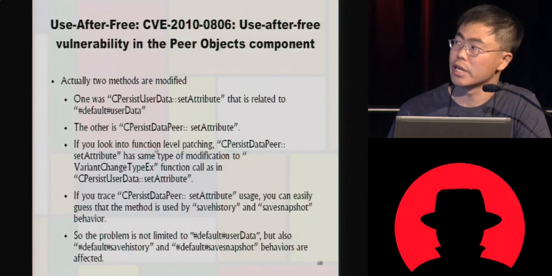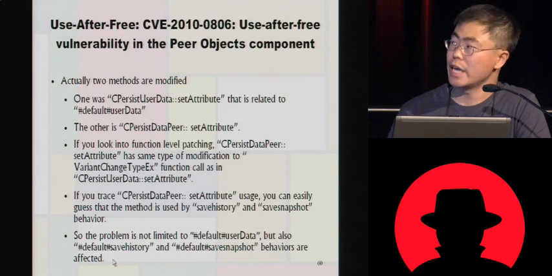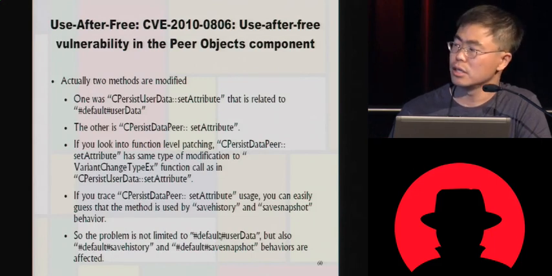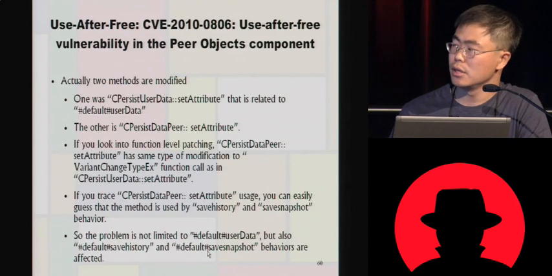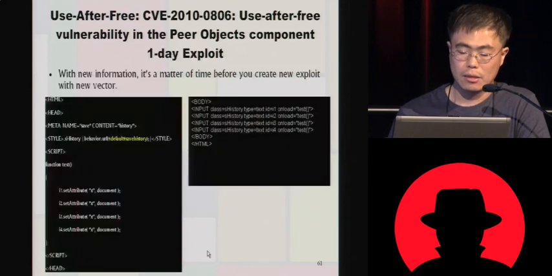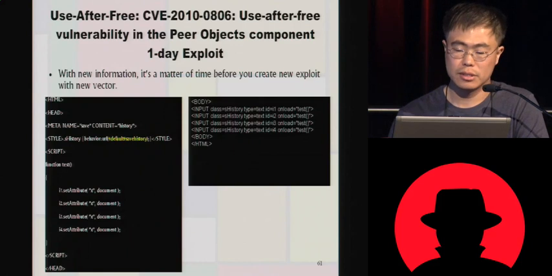The C persist data appear here. So I traced back where this class and method is used, and it's actually from the behavior of default user, default save history here. It's on the bottom, the last line, save history, and default save snapshot. So it looks like there is another vector to exploit the same type of exploit.